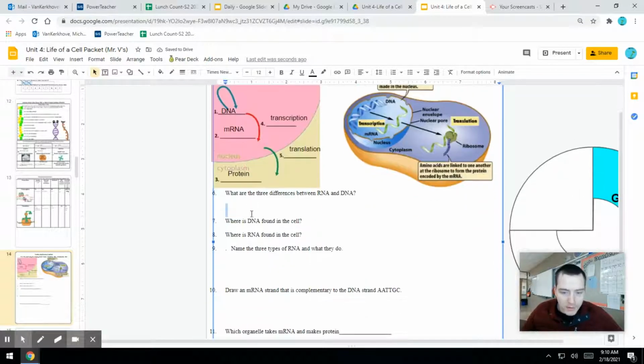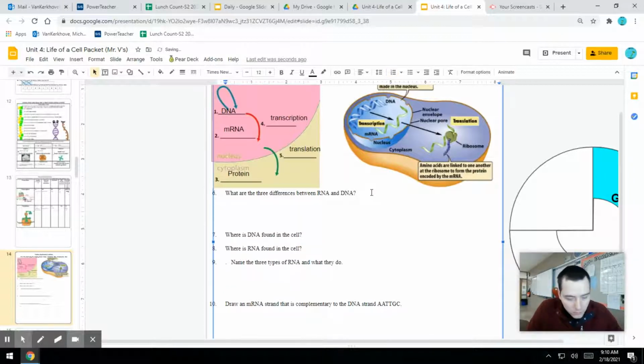What are three differences between RNA and DNA? RNA is single-stranded. RNA is AUCG. DNA is ATCG. And RNA can go into the cytoplasm.